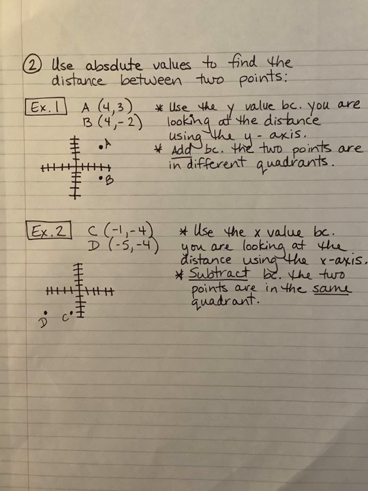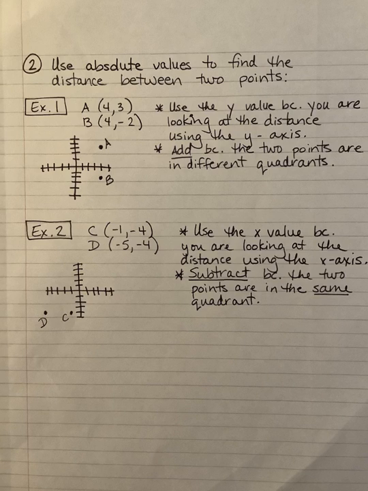In box number 2, you're going to write this information down, so you'll want to pause your video so that you can write all of this down to start with. Once you have this all written down, then we can go ahead and start. So we're going to use absolute values to find the distance between 2 points.